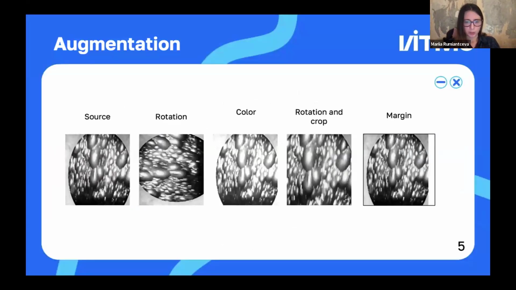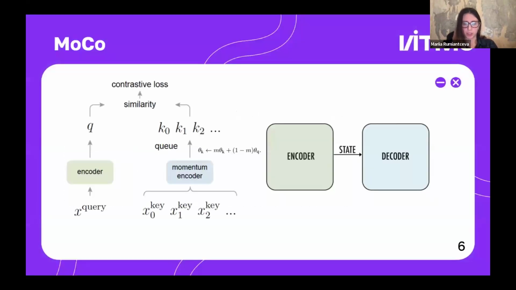To train the model to solve the pretext task, we also need to augment data. In our work, we chose several basic transformations like rotation, playing with hue and brightness, the combination of rotation and crop, and adding some kind of margins. We also use the momentum contrast method. This architecture also has two networks, but unlike Barlow Twins, one network is trained using backpropagation and the other using multiplication with the weights of the first.